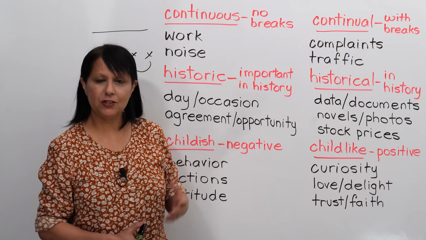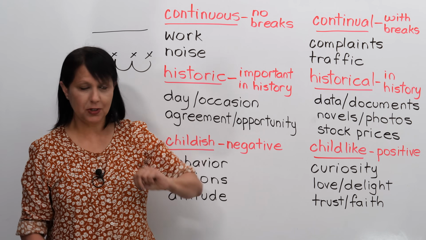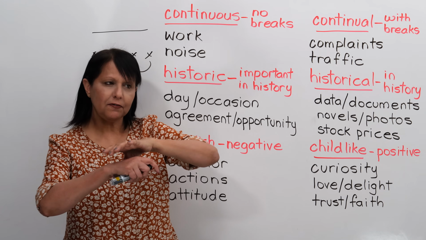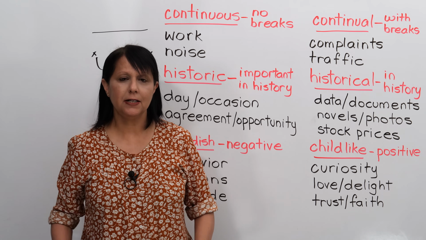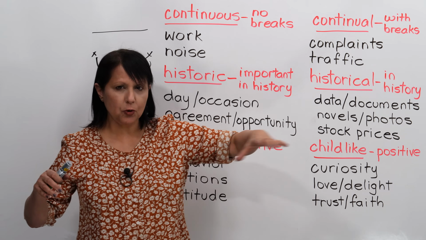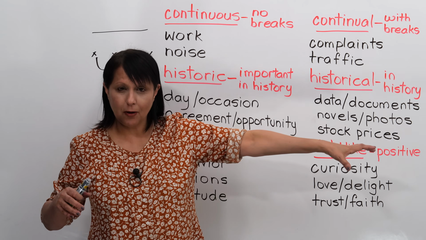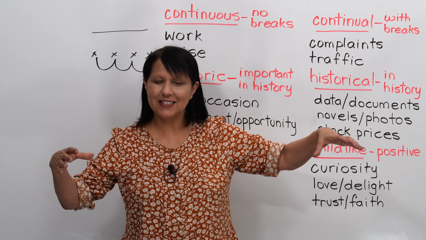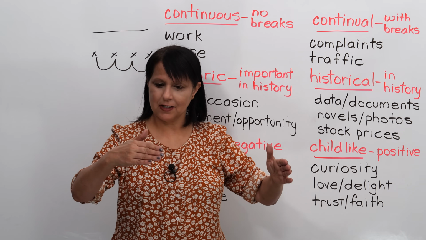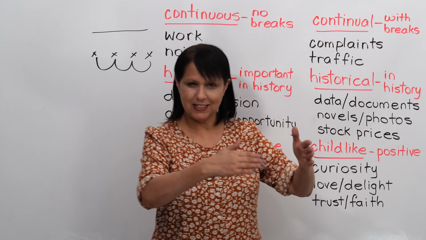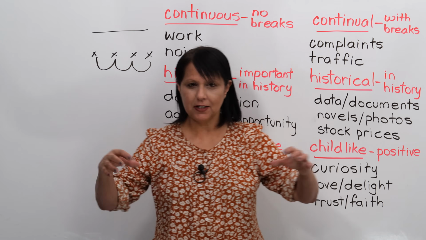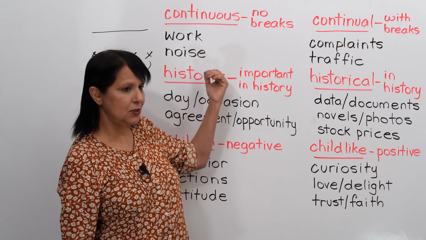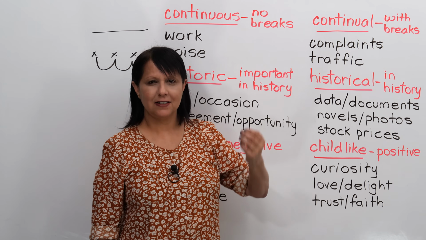In fact, a nice way to remember the difference between these two words is to think of the flow of a river, okay? The flow of a river. A river keeps flowing, right? It doesn't usually stop. However, traffic, the flow of traffic is continual. The traffic comes up to a point, it stops, it continues again. Traffic simply means all the cars and trucks on the road, okay? So the flow of a river is continuous. The flow of traffic is continual.